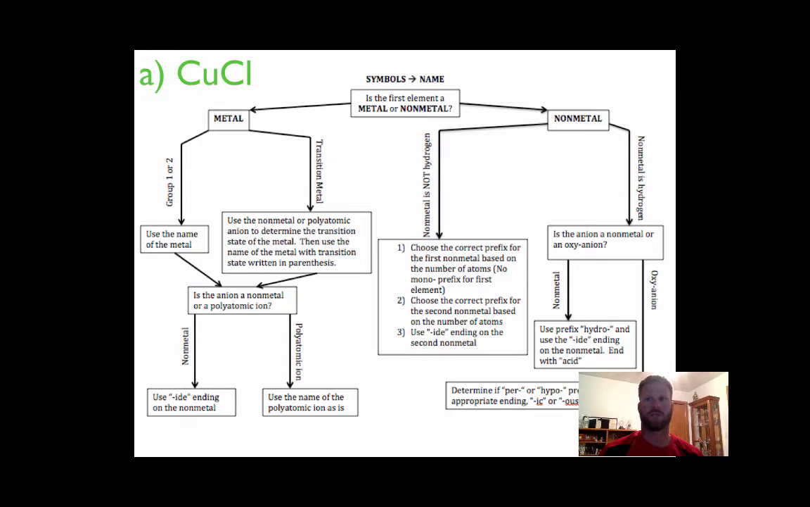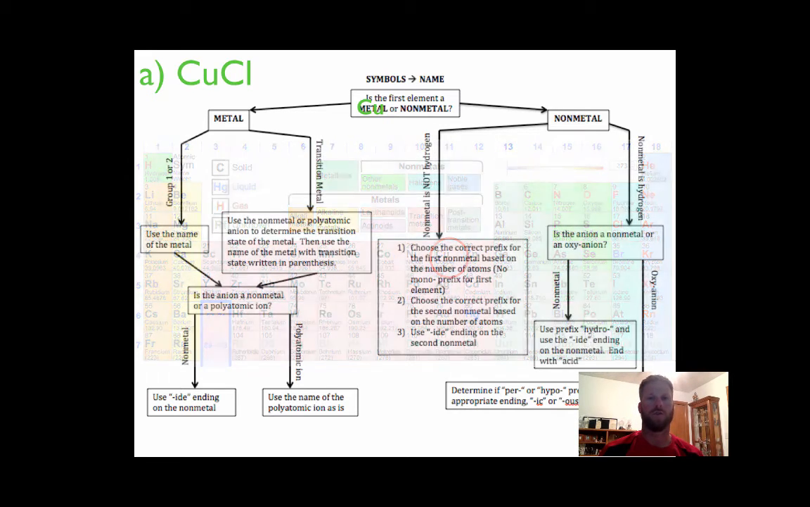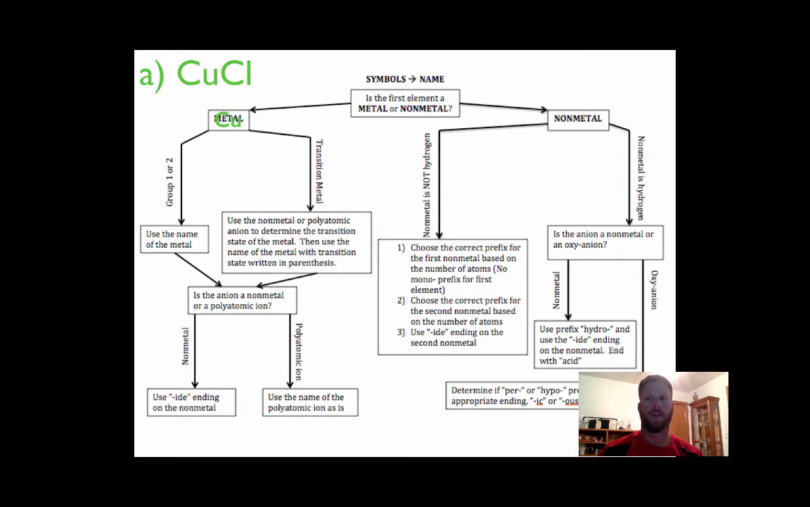Ask yourself, is the first element a metal or nonmetal? Let's look at our periodic table and find Cu. So we see that Cu is on the left of the table in the D block. Cu is a transition metal. Now follow that path on your flow chart.